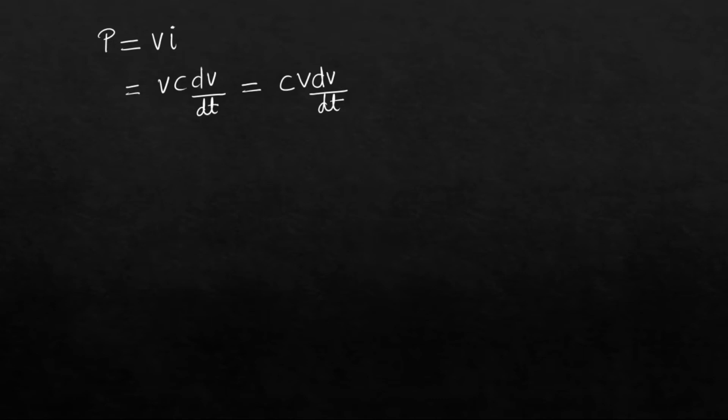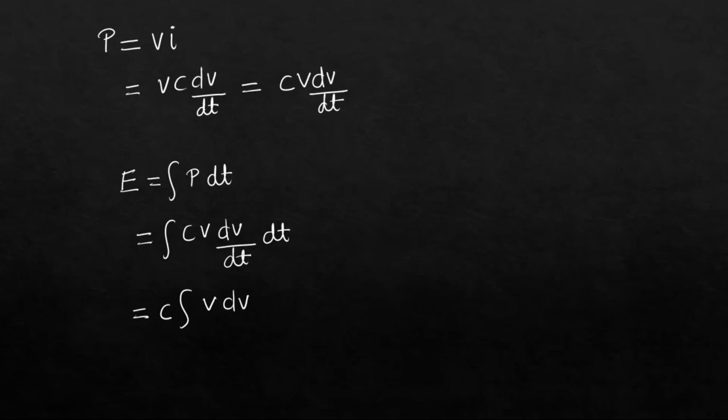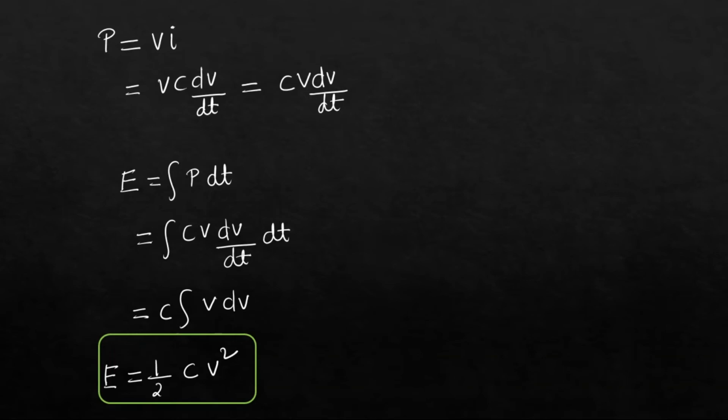What about the energy? Energy is given by integral P dt. Now put the value of power. It becomes CV dV by dt into dt. As capacitance is constant, it will come out, dt gets cancelled, okay? Now the integration of V dV is equal to half V square. So the energy becomes half CV square. So this is the amount of energy stored in the capacitor, half CV square.